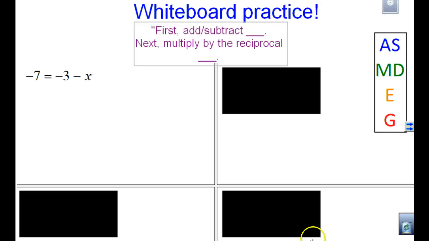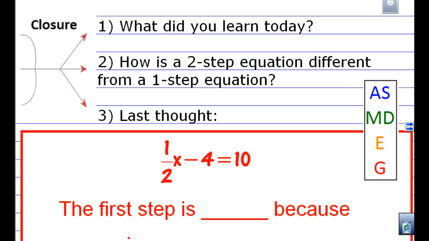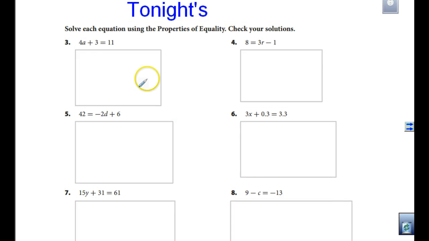Okay, good. Let's just take a look at the homework. We'll figure those out. Skip over to our homework. So we have number 3. Now here it says, using the properties of equality, check your solutions. So here's what I expect to see.